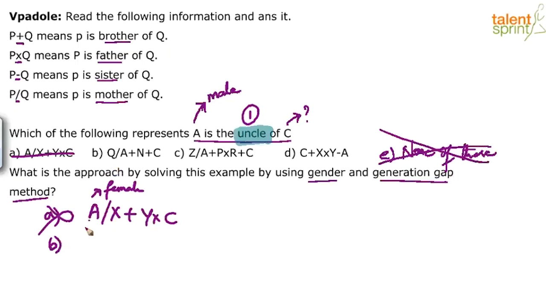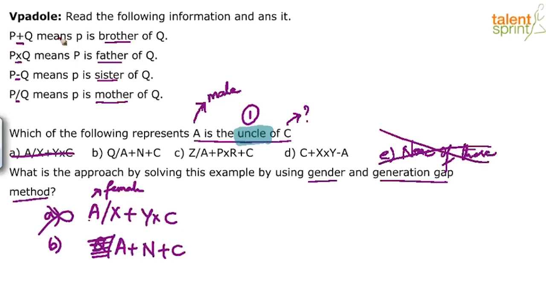Look at option B. Q by A plus N plus C. Here we actually don't have to worry about Q by A because that is not needed. We are trying to connect A with C. So Q is out of that. A with C can be directly connected. We don't even have to worry about Q. So look at the relationship between A to C. A plus N plus C.